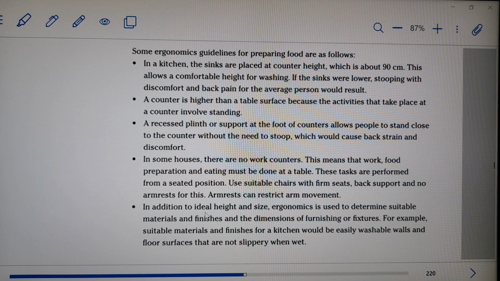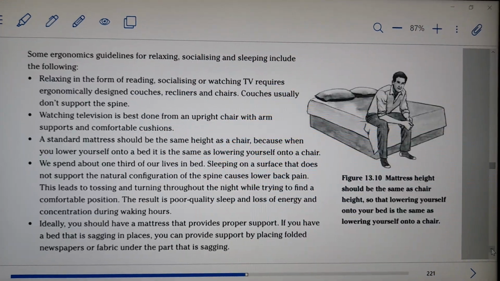In addition to ideal height and size, ergonomics is used to determine suitable materials and finishes and the dimensions of fixtures. For example, suitable materials and finishes for a kitchen would be easily washable walls and floor surfaces that are not slippery when they are wet.